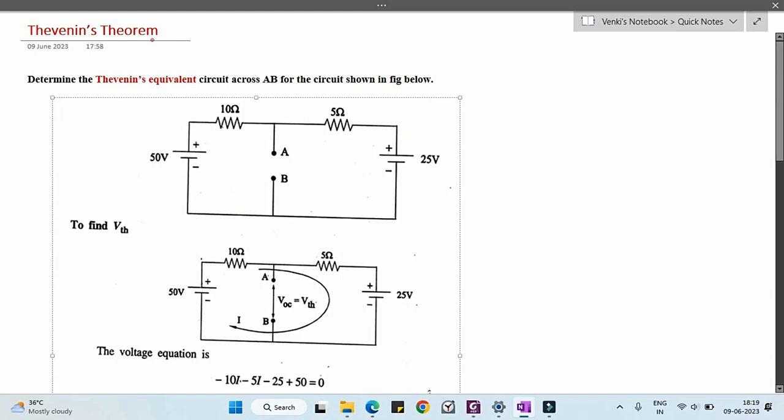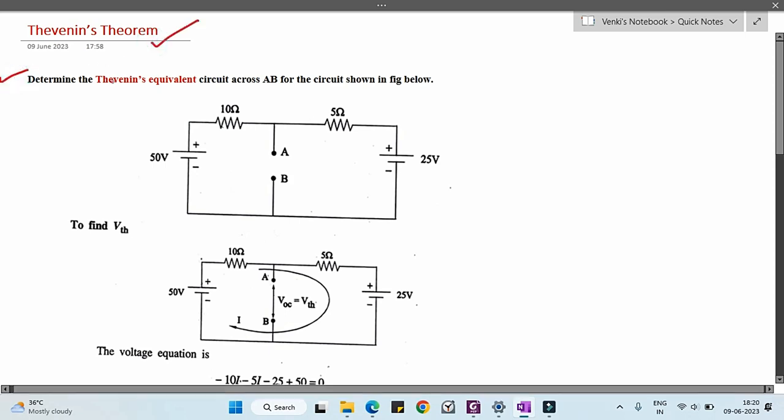Dear students, now we are going to see problems on Thevenin's theorem. So this is the problem statement. Determine the Thevenin's equivalent circuit across the AB terminals for the circuit shown in the below figure. So this is the circuit diagram they have given, and we need to find the Thevenin's equivalent circuit across these AB terminals. For that, the first step is we need to find the V Thevenin.